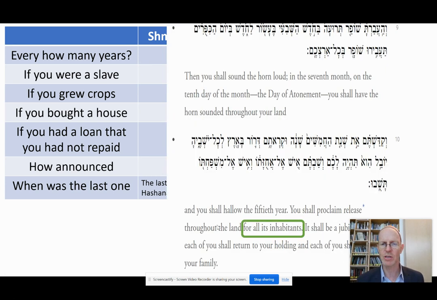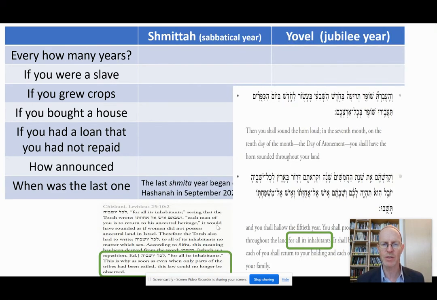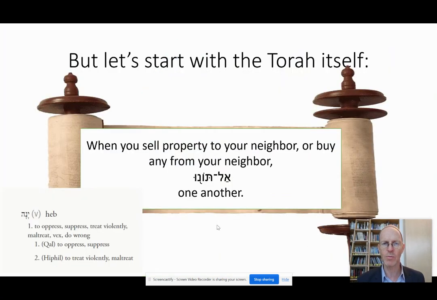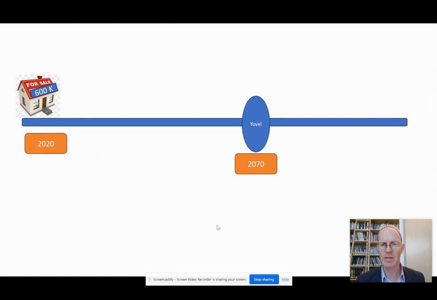because the Torah talks about it being for all of its inhabitants, meaning all the Jewish people have to be living in Israel for the Yovel to be active. It's probably very, very hard for the Yovel to actually happen. So when we talk about our phrase, do not oppress someone or do not suppress someone when buying and selling, this is what the Torah is saying.